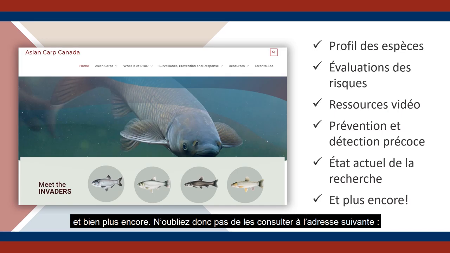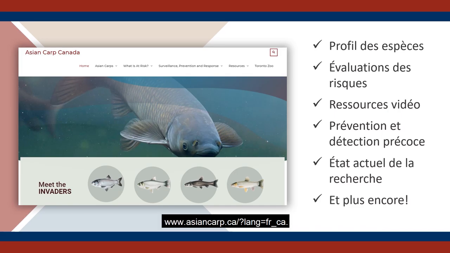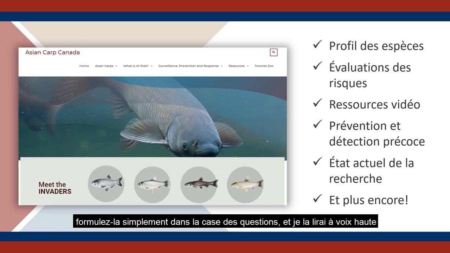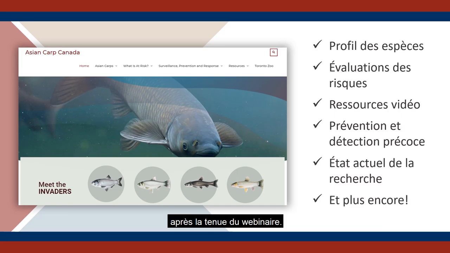You can also check out our Asian Carp Canada website, which has some great resources and was just recently revamped. We have a ton of great resources as well, including our webinar series, species profiles, risk assessment summaries, and some information on prevention and monitoring techniques and way more. So be sure to check that out at www.asiancarp.ca.